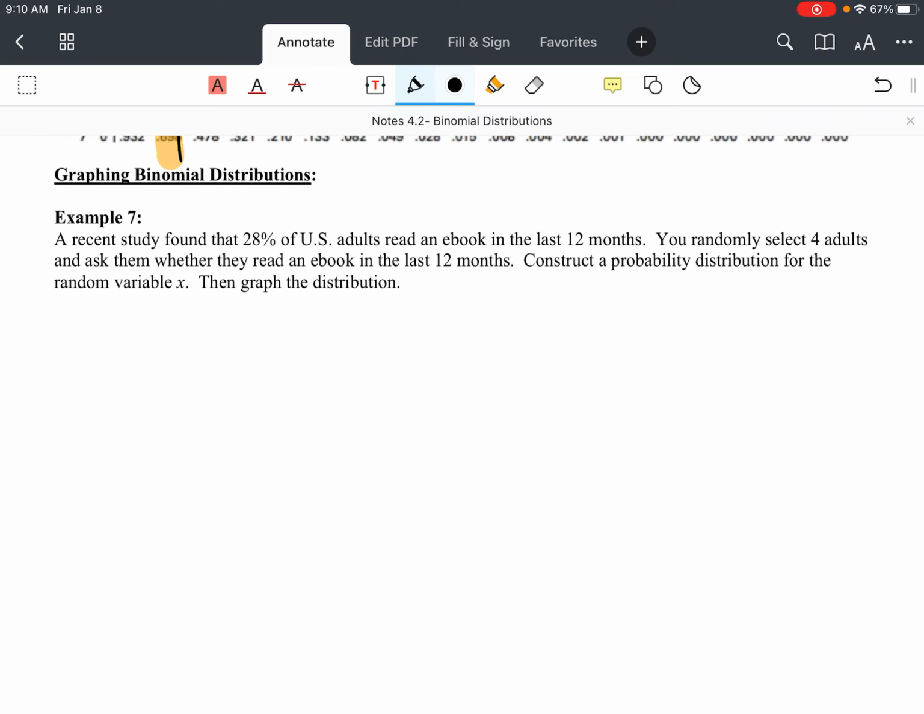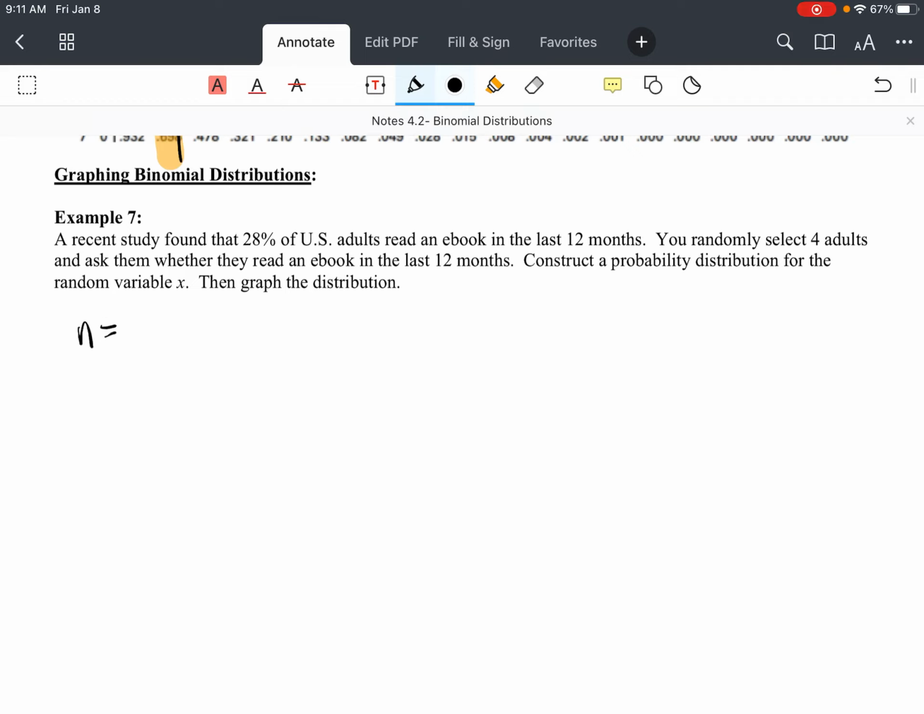All right, the last couple of examples. It says a recent study found that 28% of adults read an ebook in the last 12 months. You randomly select 4 adults and ask them whether they read an ebook in the last 12 months. We want to construct a probability distribution for the random variable x, and then graph the distribution using a histogram.